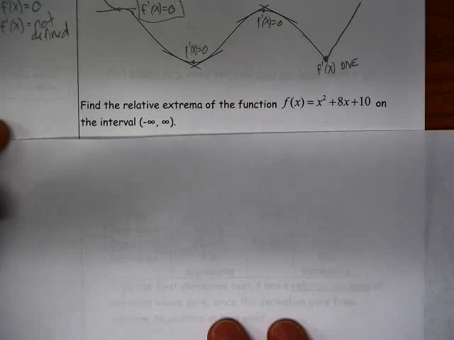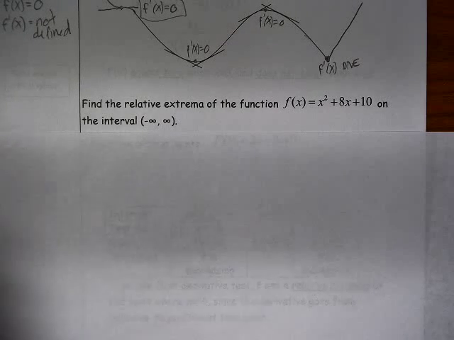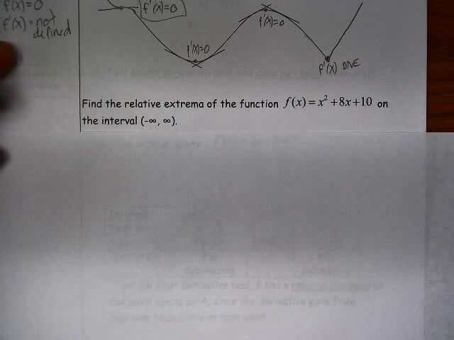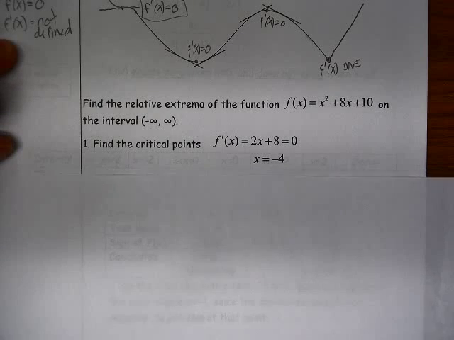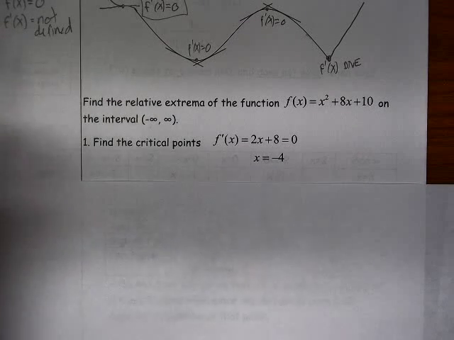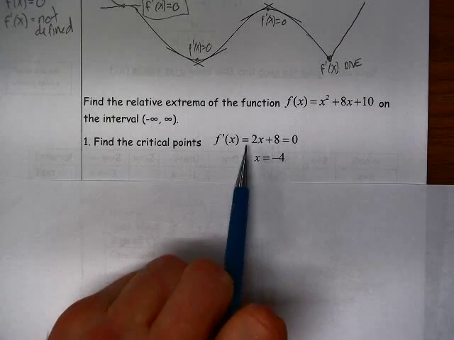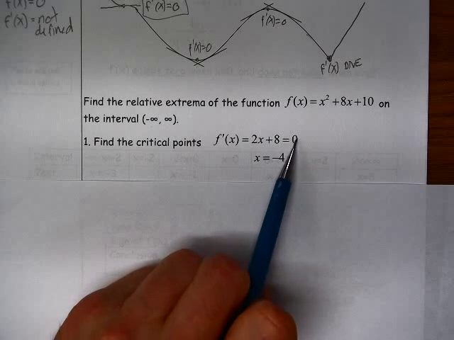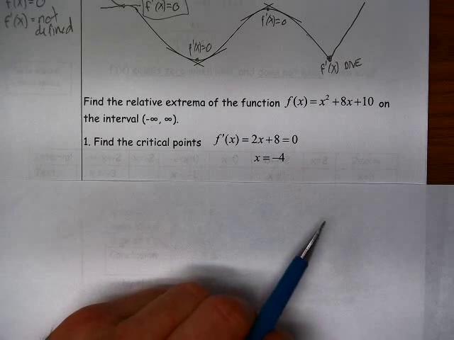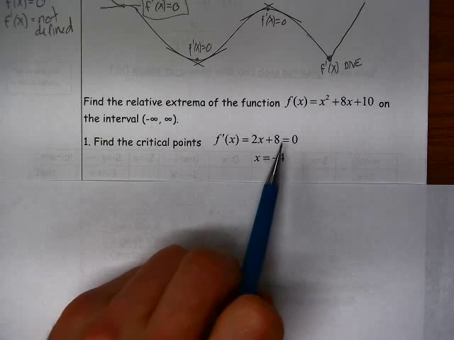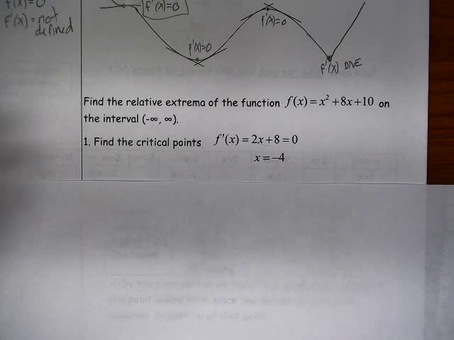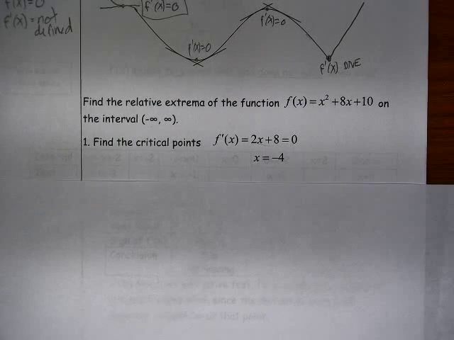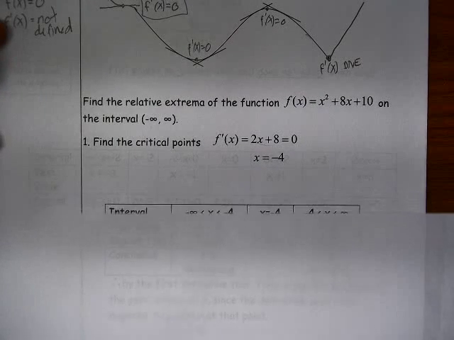So here's an example. We want to find the relative extrema of this function f of x on the interval from negative infinity to infinity. The process we're going to use is to find the critical points. So we take the derivative, f prime is 2x plus 8. We set it equal to 0. We solve for x equals negative 4. We also need to think about places where this derivative would not be defined. In this case, there are no places like that.